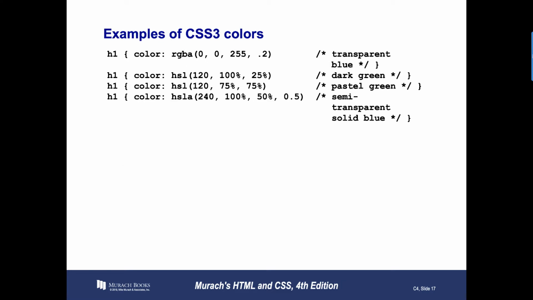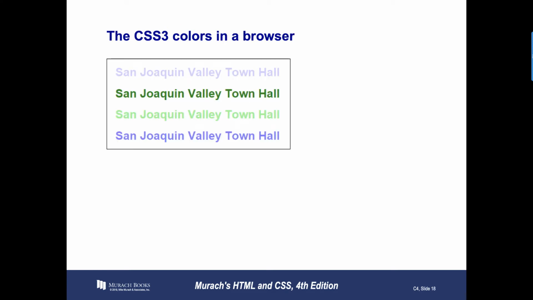All right. So there you can see in this CSS, we have H1s defined with different ways to define color, right? And different colors, right? The first one is transparent green, dark green, pastel green, semi-transparent, solid blue, semi-transparent because it has a 0.5 opacity. And the opacity, as I said, goes from 0 to 1. I think I said 0 to 99. It's 0 to 1. All right. So that's what that looks like in the browser.